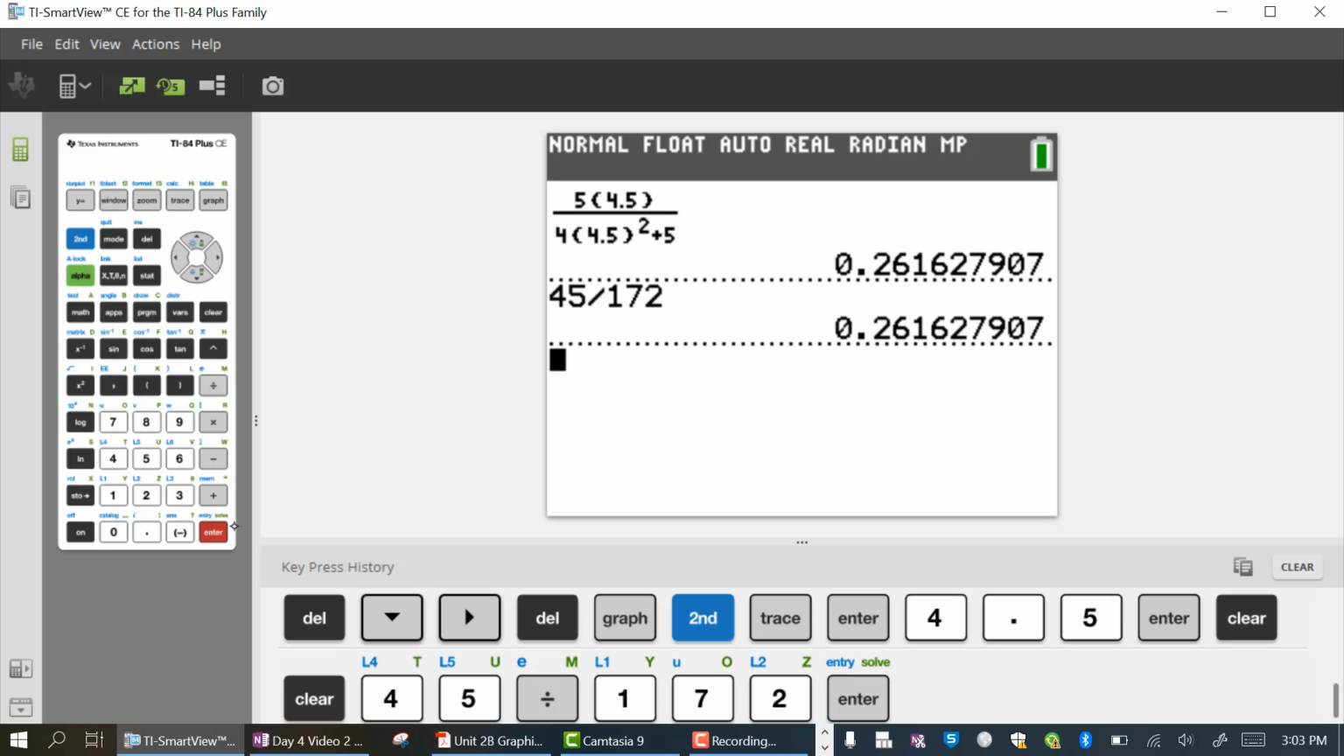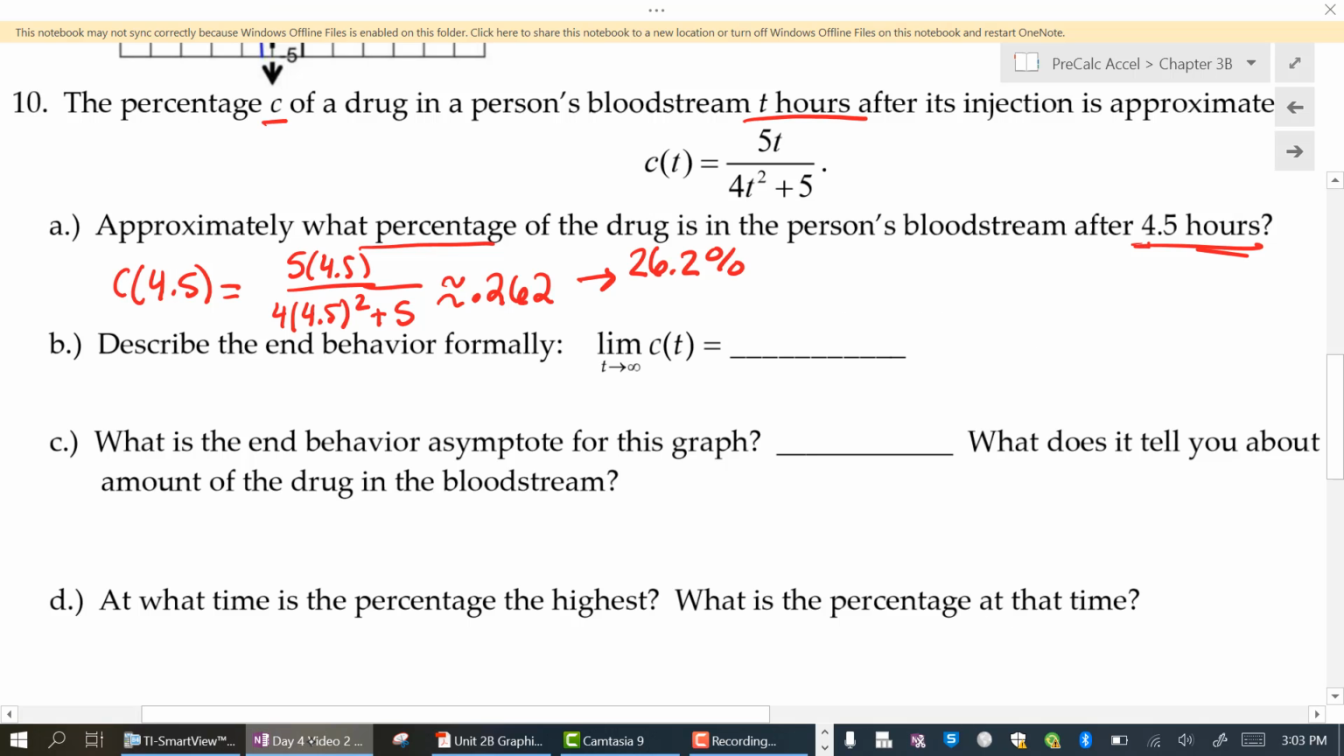And we get the same thing I got above. In B, it says describe the end behavior. And then C says what's the end behavior asymptote. So actually, I would do C before B. So my end behavior asymptote is going to be y equals 0. And again, that's because if I look at my original function, the degree of my numerator is less than the degree of my denominator. So it's always y equals 0.